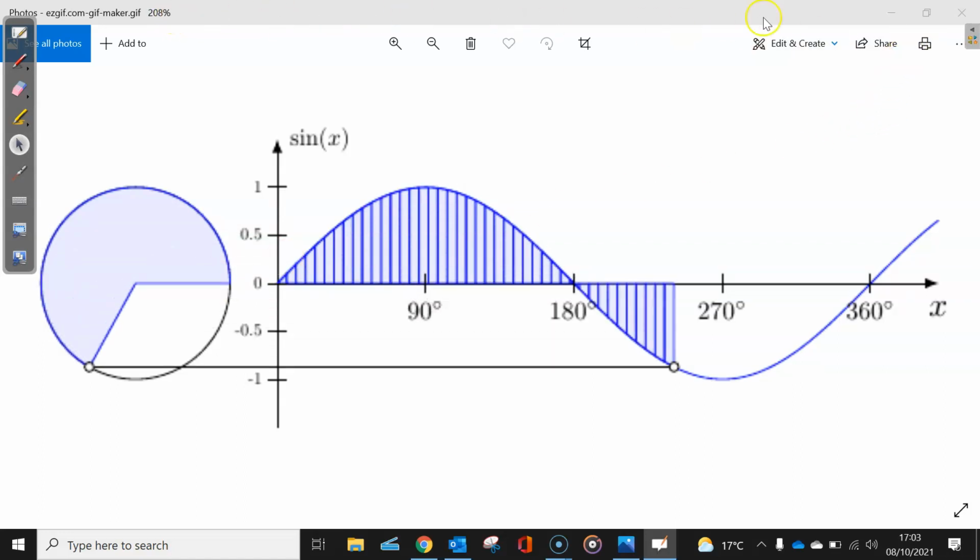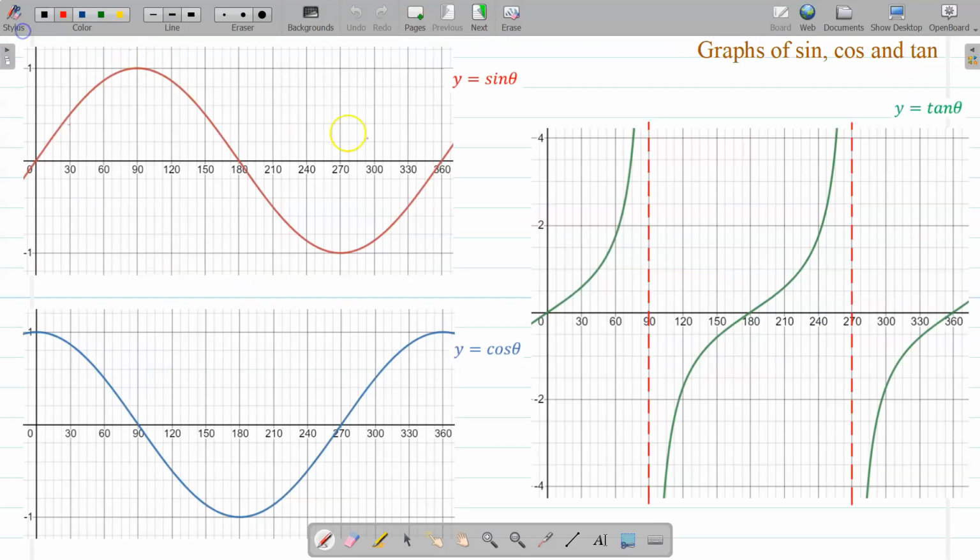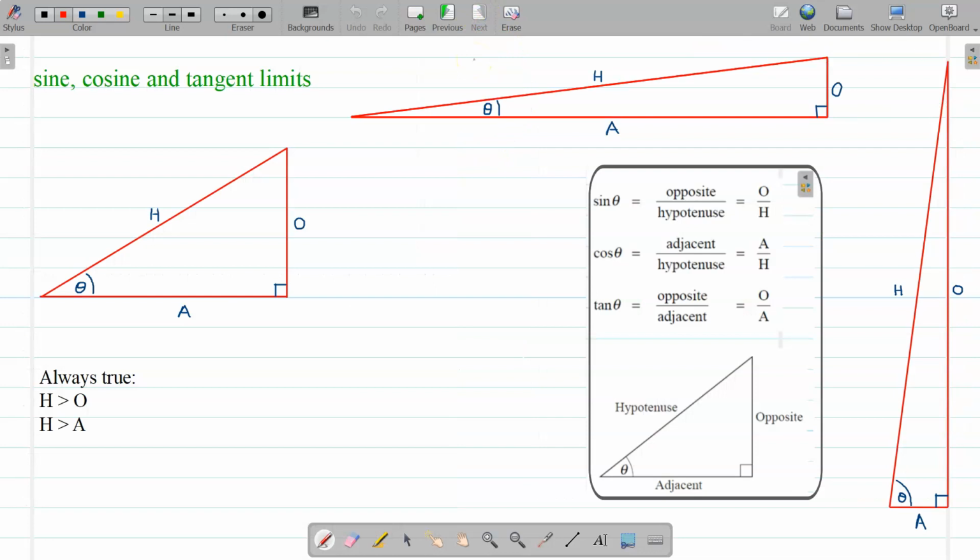Back to the graphs, and we're now going to explain why the graphs form the shapes that they do by considering the basic definitions of what sine, cos and tan mean in the context of a right-angled triangle. So here we are. Here's a typical right-angled triangle. We have an unknown angle theta. We have an opposite, an adjacent, and a hypotenuse.